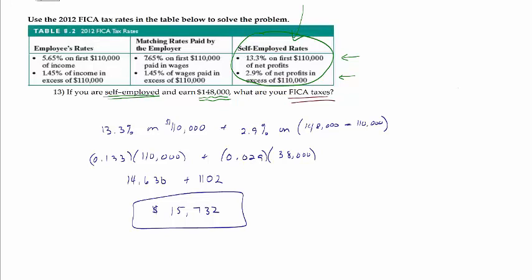Okay, so just two things to remember. Make sure that you first identify which column you're using. Are you self-employed or an employee? Are you the employee's rate, or are you the employer? And the other thing is, if you are making above this limit, in this case like 110,000, you're only going to be paying the difference at the other rate.